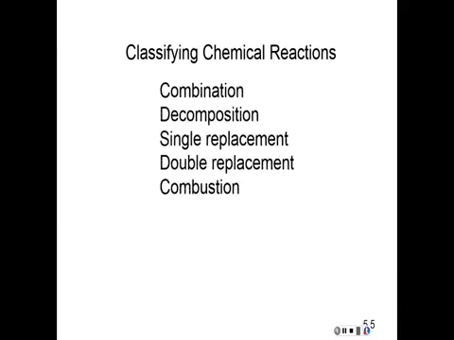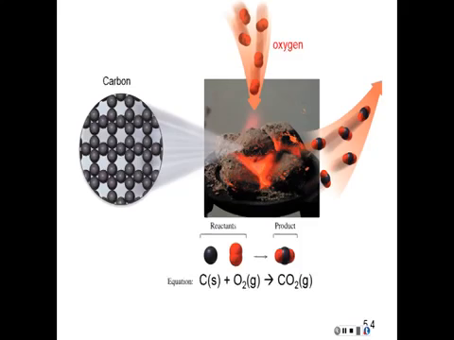In this video, I'm going to go over how we classify chemical reactions. These are the 5 different types we're going to look at: combination, decomposition, single replacement, double replacement, and combustion. Let's check out the first one here.